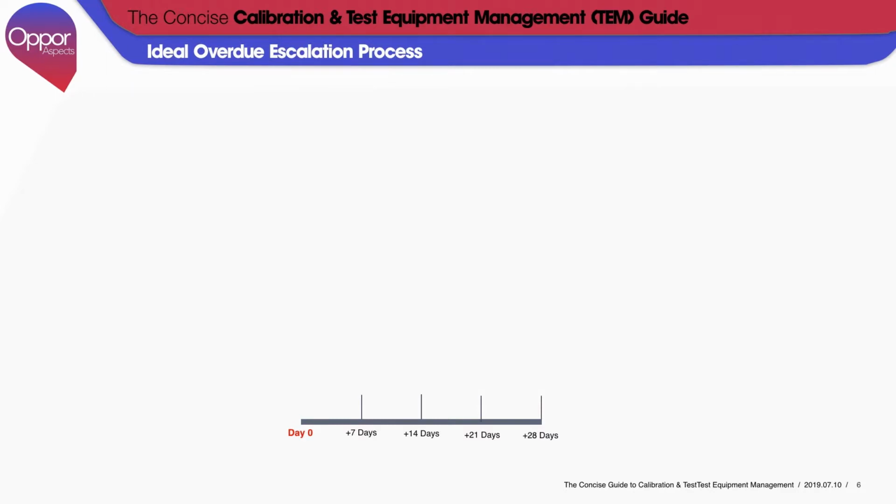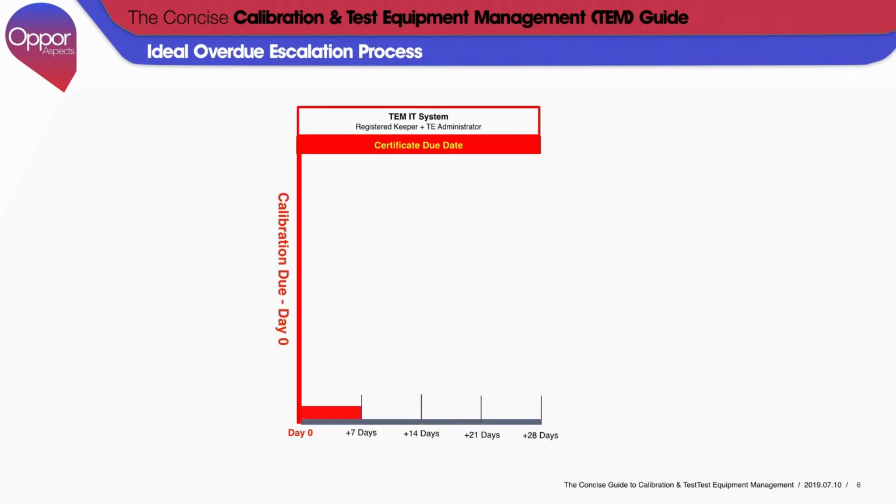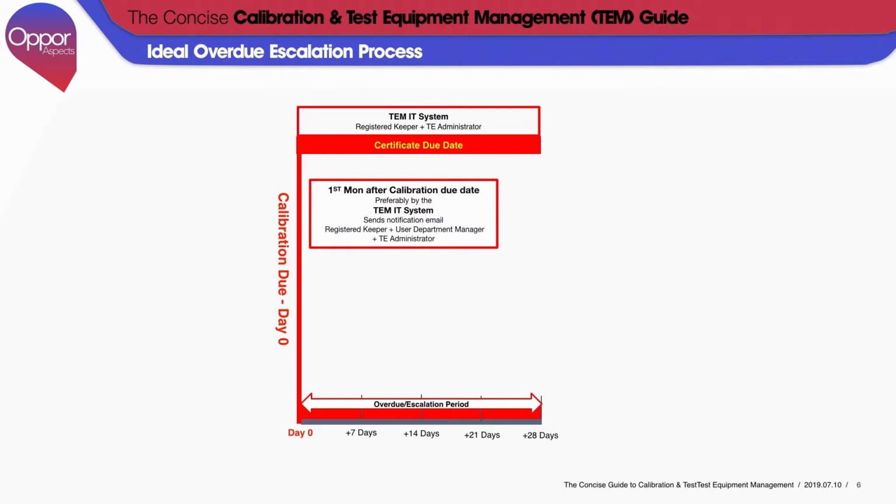Moving into the escalation period, and this period really is for the items that are late or over the due date. So we've already established that the registered keeper and the test equipment administrator will get automatic emails. Now, if nothing's done, then on the first Monday after the calibration due date, preferably, the IT system will continue sending notifications out to the registered keeper and the test equipment administrator, but the test equipment administrator should get the user department manager involved, and they should be hunting them down and finding out where the item is. Do they know where their registered keeper is?